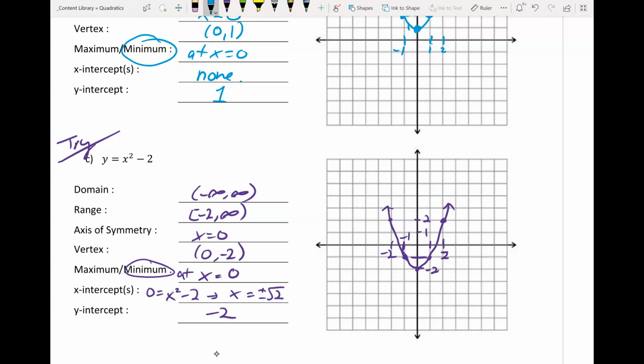But your x-intercept, you have to set y equals to 0 and then solve for x. So then you move the 2 to the other side and square root both sides. This becomes plus or minus √2. Then lastly, for your y-intercept, we cross the y-axis at -2.